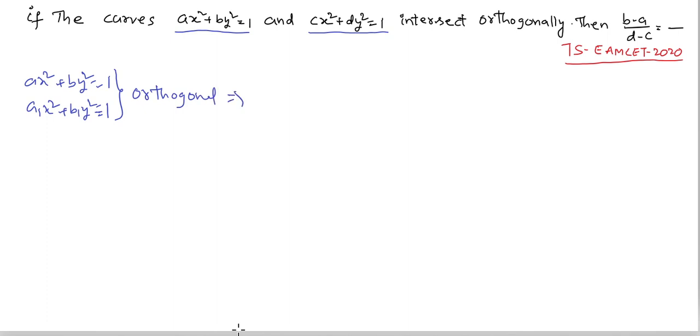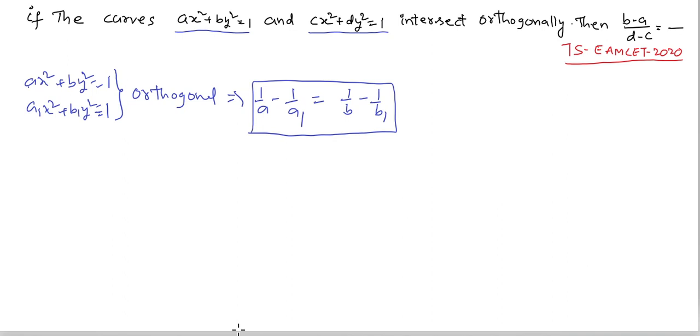Orthogonal means the condition for this is 1 by a minus 1 by a1, where a1 is the coefficient of x square. This is written as 1 by a minus 1 by a1 is equal to 1 by b minus 1 by b1. This is the condition for the given curves to be orthogonal, applying this formula here.